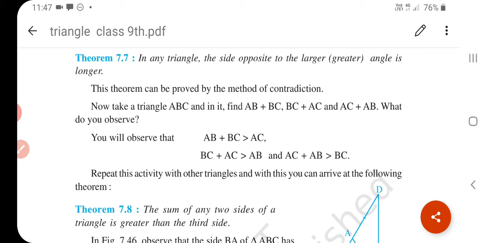Longer होगी. Understand. Now our next theorem is stated: the sum of any two sides of a triangle is greater than the third side. Sum of two sides of a triangle is greater than the third side. Okay, so when we learn all these properties, what result do we get? There are some important results related to triangles as given below.